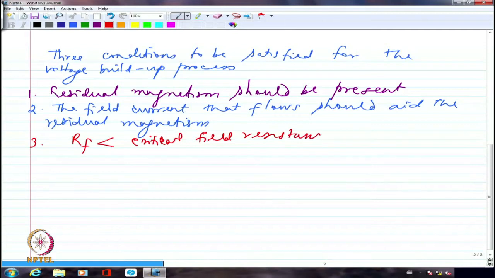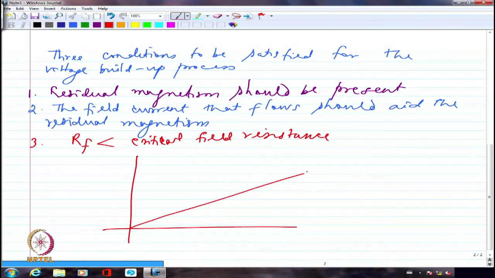So all these three things should be valid. Only then the self-excitation process really can go ahead. I can also say that if originally my field resistance line itself is like this, I have got the field resistance line which is IF versus IF-RF, which is indirectly EG, right? IF times RF, we are taking it as EG. So this is the field resistance line.